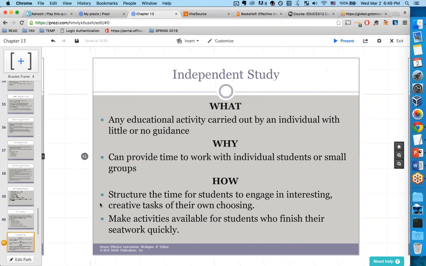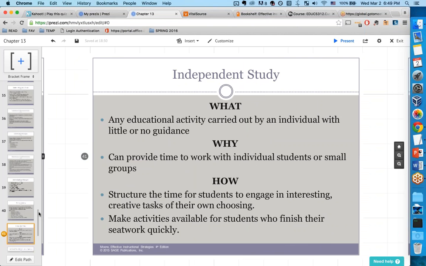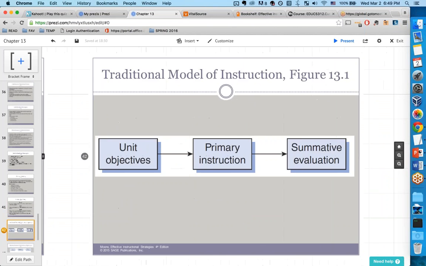Let's take a look at these. Before I show you independent study, let me show you the traditional model of instruction and the mastery learning model. In the traditional model, you've got your objectives that you want to cover with your students, and then you go ahead and give the instruction, typically direct instruction or lecturing, and then at the end, you use a quiz or some sort of summative evaluation, which would measure the learning for this activity.